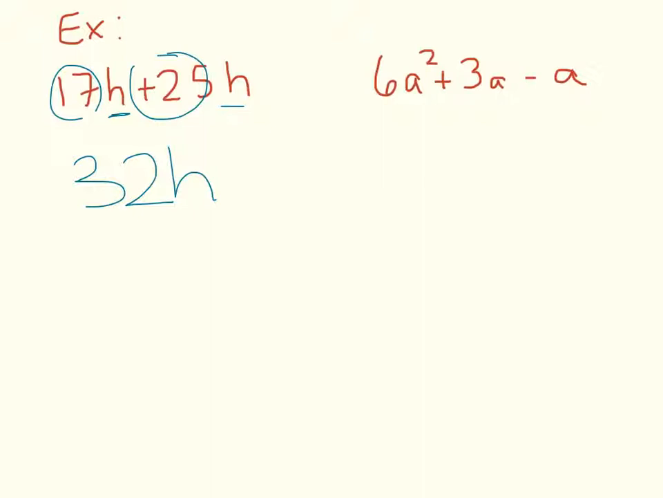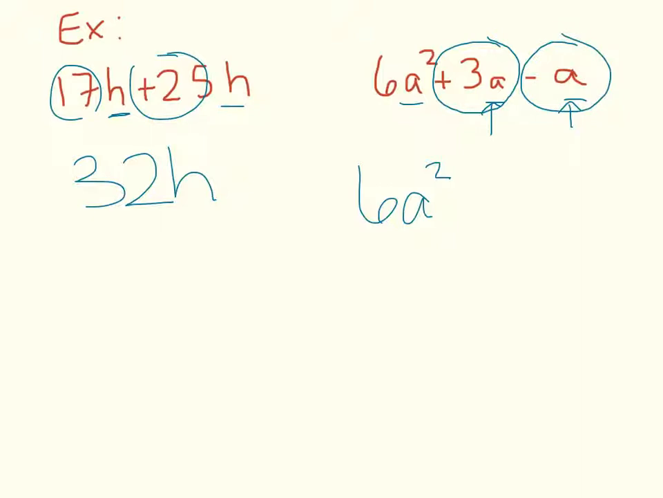Okay, this example, I have 6a squared plus 3a minus a. So I have an a squared, an a, and an a. These ones are like terms. So the 6a squared I can't do anything with. I'm going to combine a positive 3a and a negative a. Remember, this coefficient is really a 1. So I have positive 3 and negative 1. I add them together, and I get a positive 2, and I keep the variable part exactly the same.